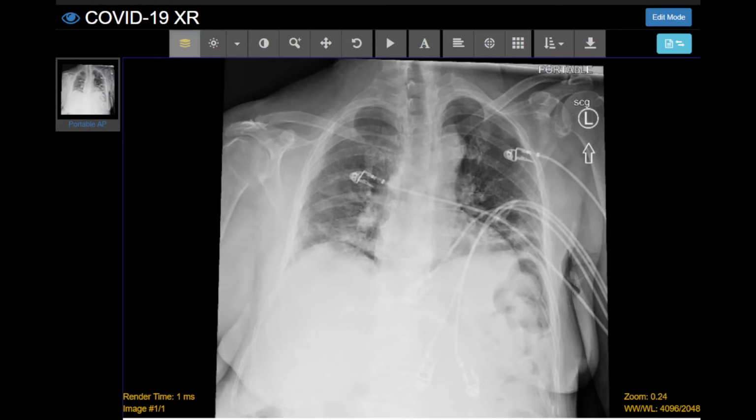We're going to take a look at a case of COVID pneumonia on both X-ray and CT. Here's a frontal chest X-ray. What we're seeing in both lungs are these patchy opacities. There are some in the right lung base. Compare that to relatively normal aerated lung up here.